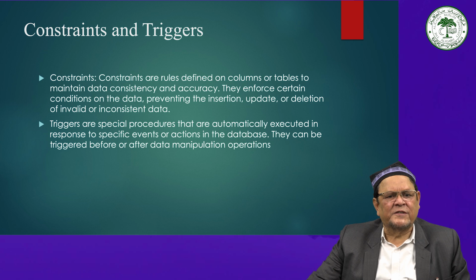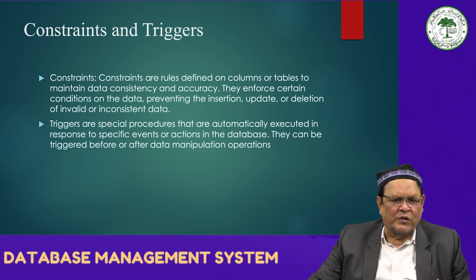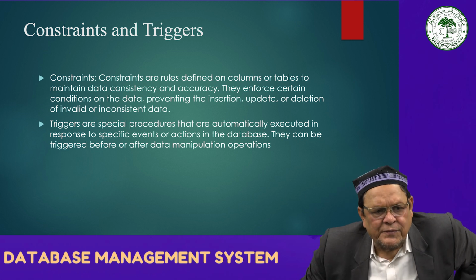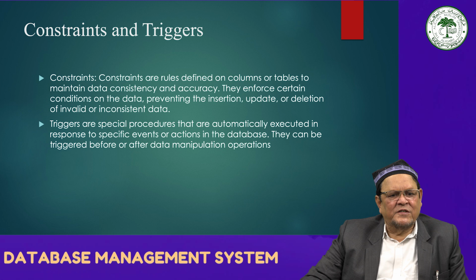Next is constraints. Constraints are the rules that define the acceptable values or conditions for data stored in the tables. They ensure data integrity by preventing the insertion, deletion, or modification of data that would violate these rules. Common types of constraints include primary key constraints, foreign key constraints, unique constraints, and check constraints.